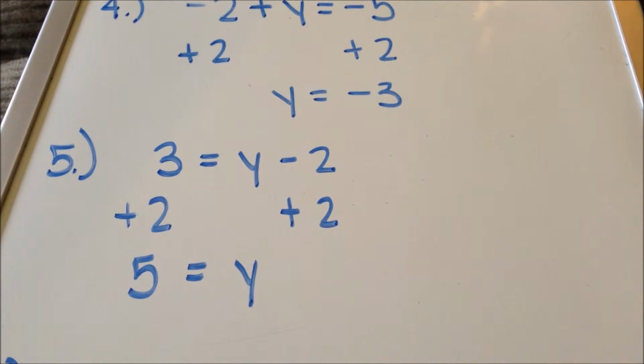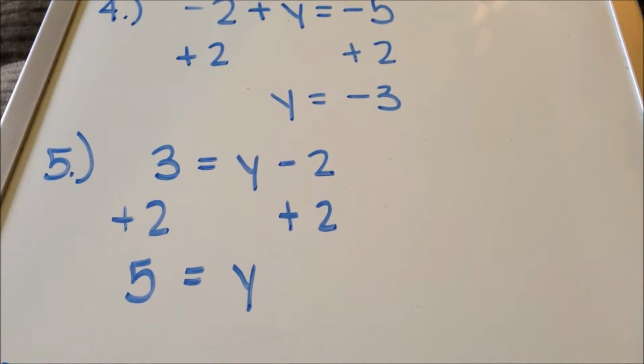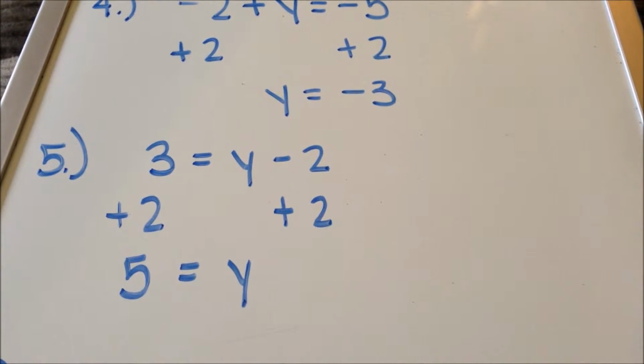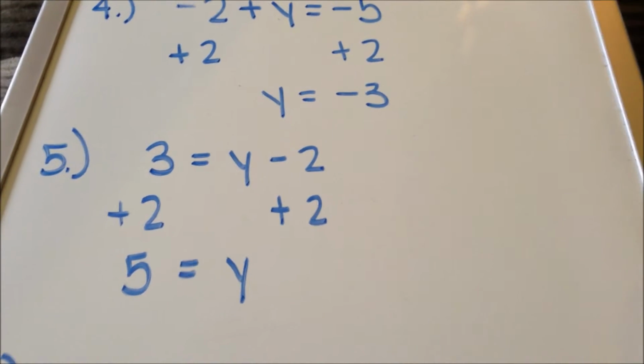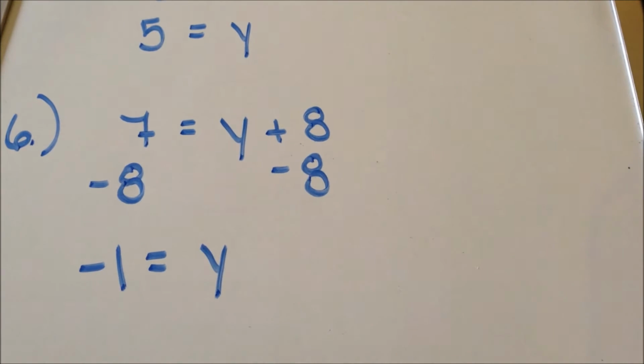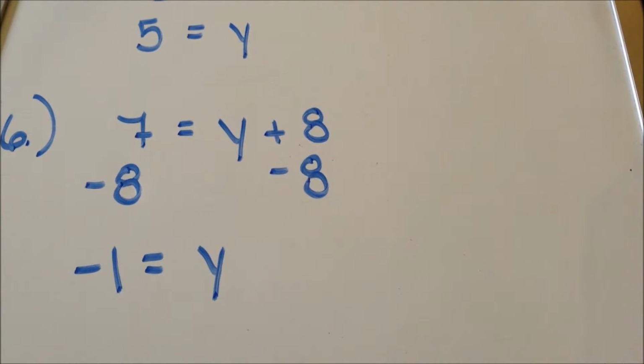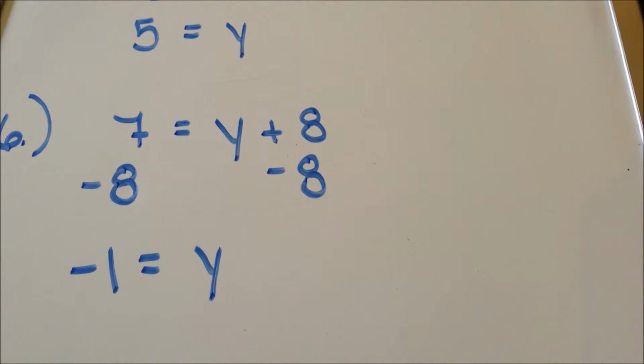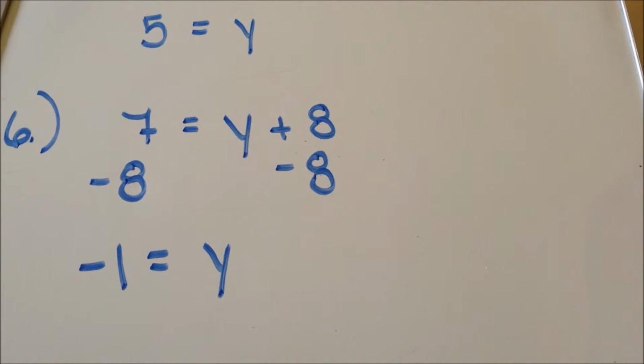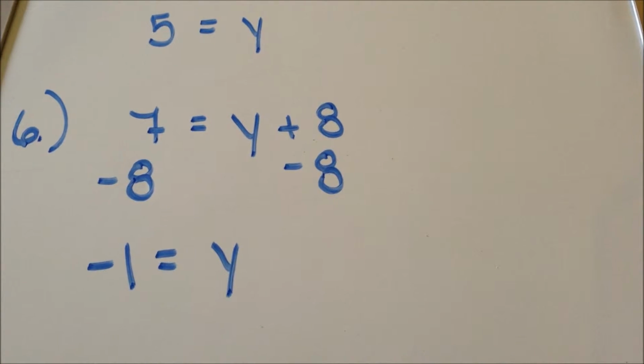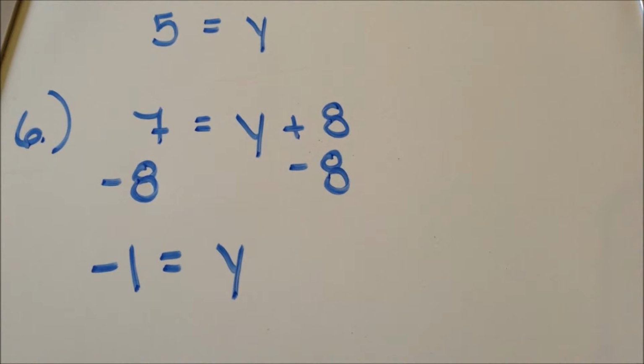Number 5, 3 equals y minus 2. Add 2 to both sides of the equal sign and we end up with 5 equals y. Number 6, 7 equals y plus 8. Subtract 8 from both sides of the equal sign, we end up with negative 1 equals y. It does not matter which side the variable is on, the left or the right.